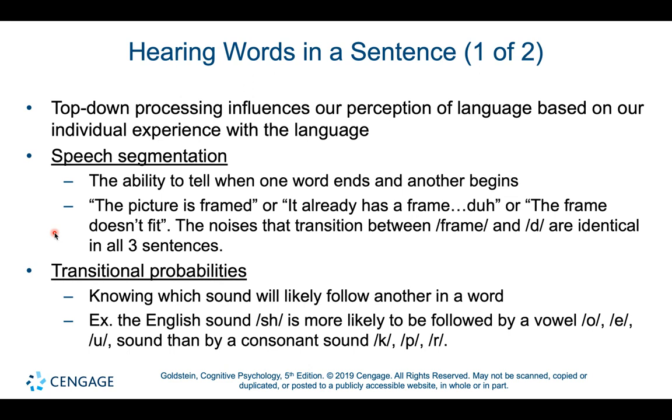Your brain also uses things called transitional probabilities. As you learn a language, you start to figure out which noises go with other noises. So in English, the sound sh, made commonly by the letters sh. Also, by the way, in linguistics, when you see these slashes with letters in between them, the slashes indicate that we're not talking about the letters, we're talking about the sound. So sh.